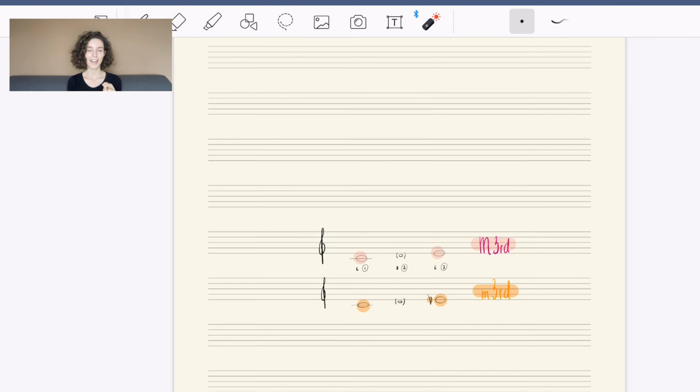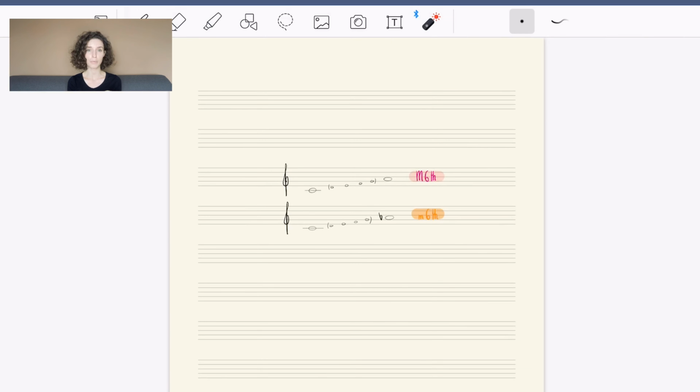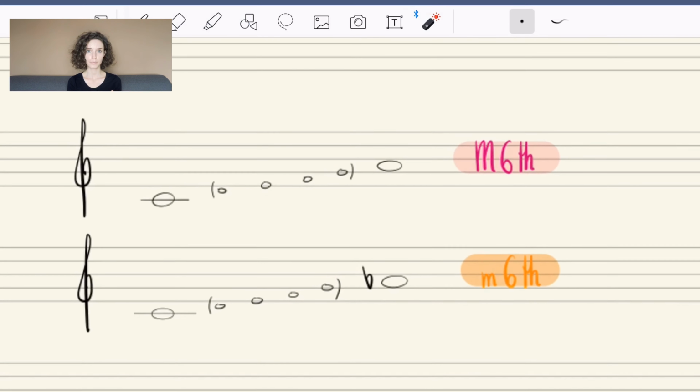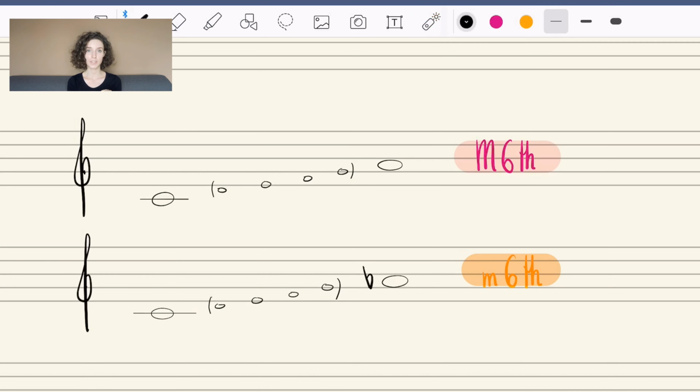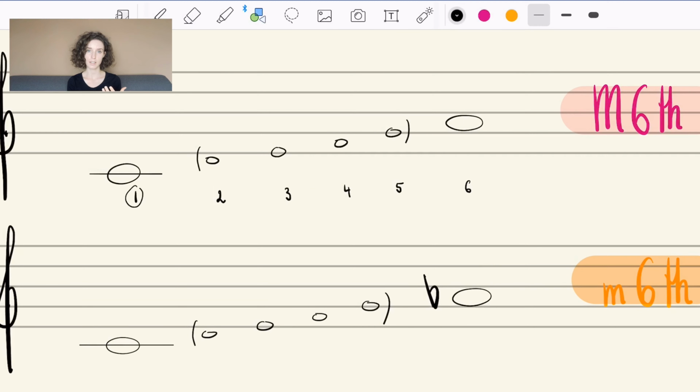Let's take a look at another example. For example, C and A. The numerical size of this interval is, well, let's count together. C, D, E, F, G, and A. So that interval must be a sixth. Is it a major sixth or is it a minor sixth? Well, I know that in a C major scale, there is definitely C and A. So this interval must be a major interval.